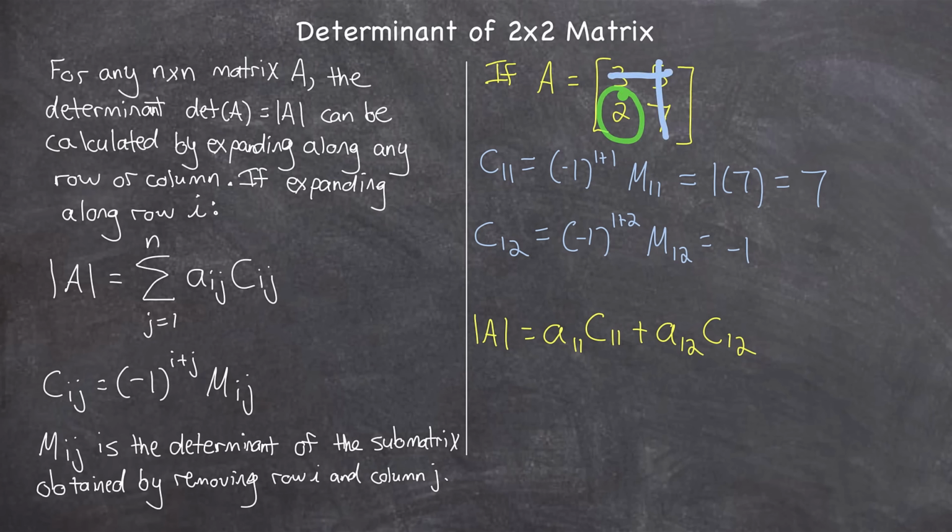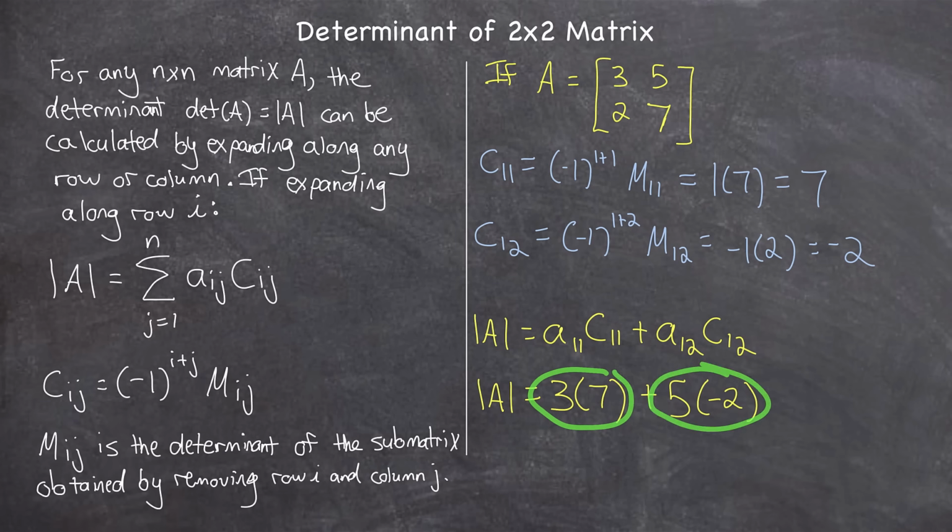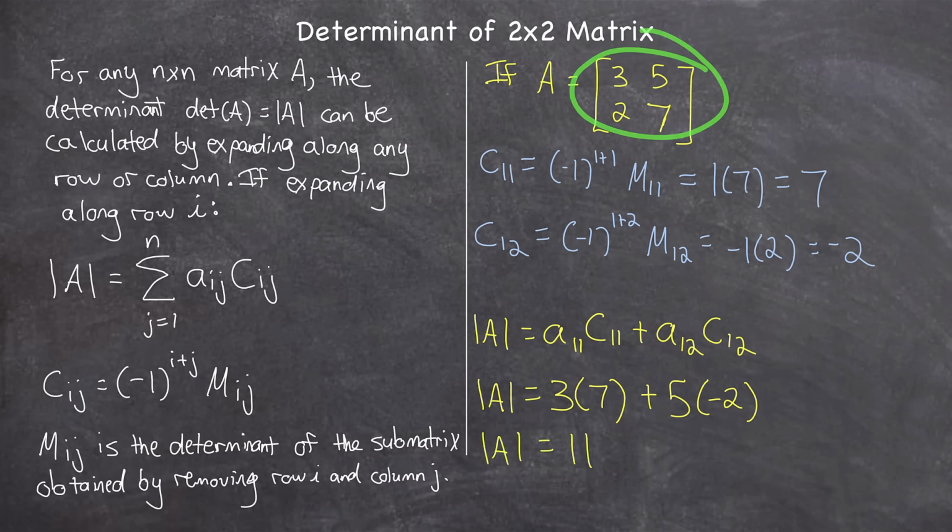So -1 times 2 is -2, and I can now substitute in for all 4 of the values required to calculate the determinant of matrix A. 21 plus -10 is 11. So the determinant of this matrix is 11.